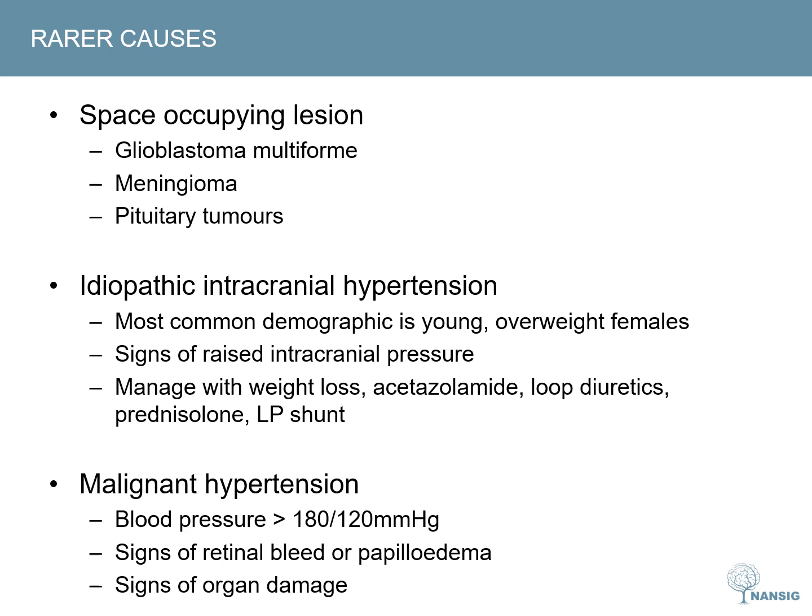So lastly, these are some of the rarer causes, but ones that are important to be aware of. Obviously, certain types of tumor, such as GBM or glioblastoma multiforme, meningiomas or pituitary tumors, which will have their own specific signs. Idiopathic intracranial hypertension is raised intracranial pressure, often seen in young overweight females. And lastly, it's important to be aware that if patients have hypertension, a blood pressure over 180 over 120 could cause something called malignant hypertension, which is where you start to get more overt signs of organ damage, retinal bleeds, raised intracranial pressures.